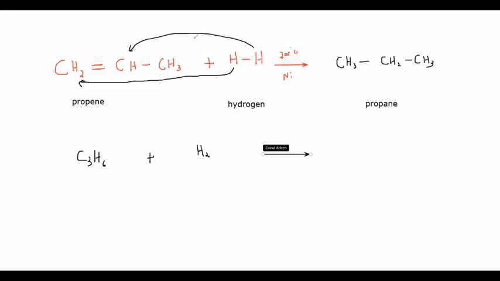Then C3H6 plus H2 will give C3H8. It's easy to learn this equation because it's an addition reaction. On the left hand side there are 3 carbons, so on the right hand side you should have 3 carbons. On the left hand side there are a total of 8 hydrogens, so the final product should have 8 hydrogens. So propene plus hydrogen will give propane. Is this example clear?